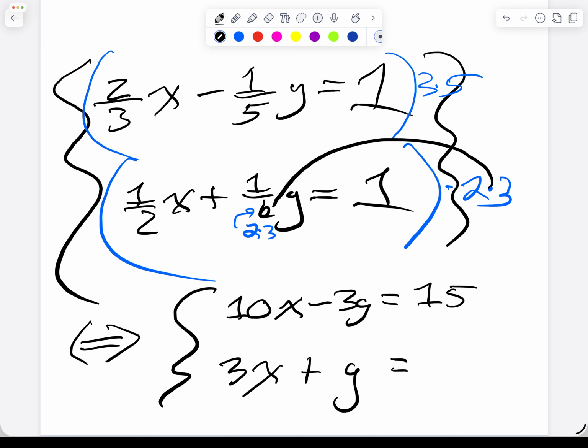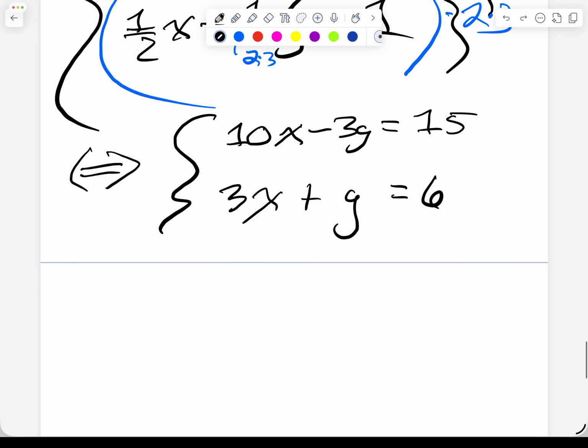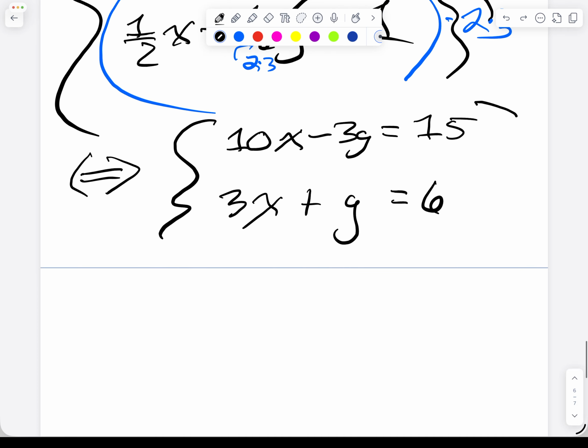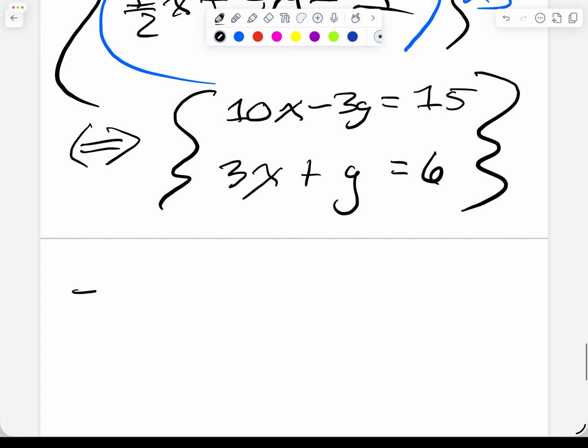And 2 times 3 times 1 is 6. Okay. Notice how I try to keep my x's and y's lined up. There's a good reason for that. So I cleared the fractions. This is my new question. It's the same question. Okay, if I want to get rid of something, this is a huge number. I don't want to deal with it.